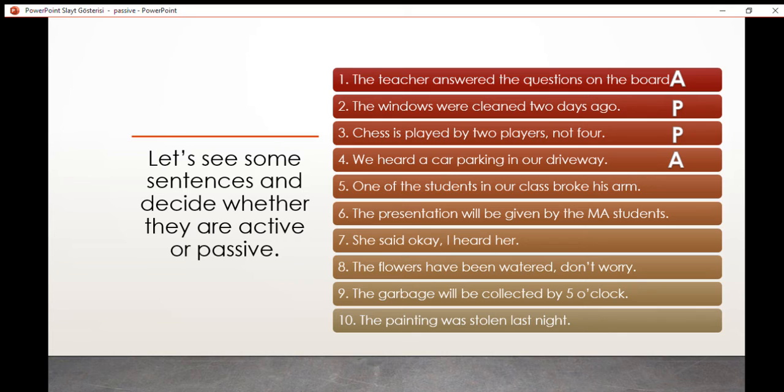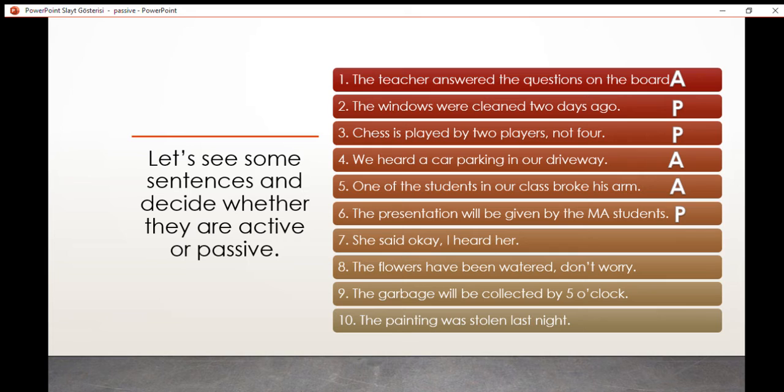One of the students in our class broke his arm. This is also an active sentence. The presentation will be given by the MA students. Let's see the verb give. Presentation. Can presentation give? No. So the presentation will be given is a passive sentence. And at the end of the sentence, it says by the MA students.